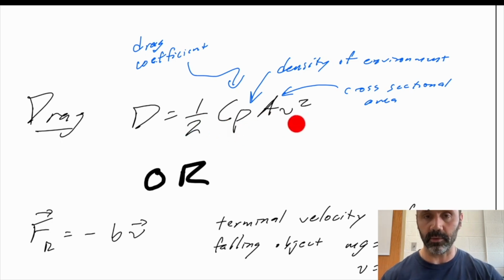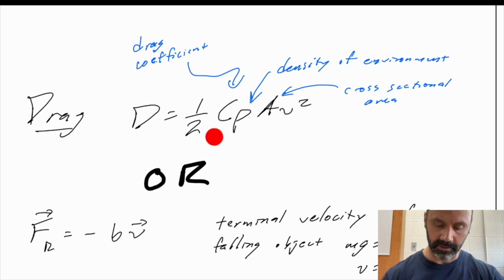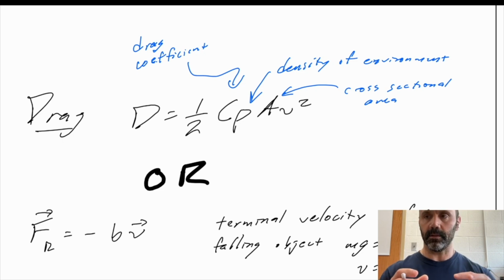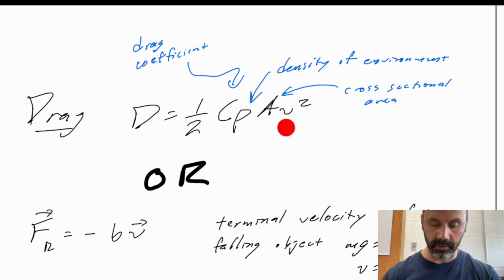I call this the CRAVE equation because it kind of looks like it spells crave. So C is the drag coefficient. This depends on the medium, the surface of the object that's falling or moving or whatever it might be. Rho is the density of the environment, the air, the liquid, the water, whatever it is. A is the cross-sectional area of the object as it's moving through. And then V, of course, is the velocity.